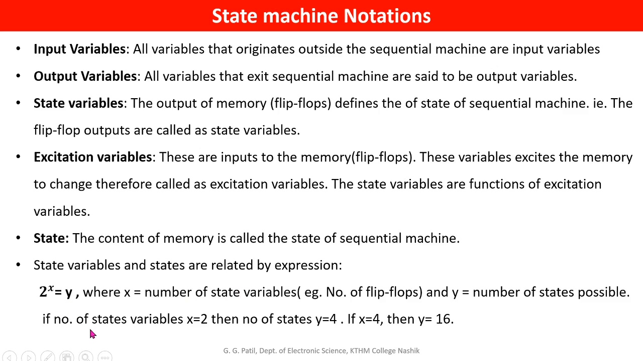Here you can take an example. If there are two state variables, that is x equals 2, then the number of possible states is 2 raised to 2 equals y, therefore y equals 4. If there are 4 state variables, then the number of states possible is 2 raised to 4 equals 16, that is y equals 16.